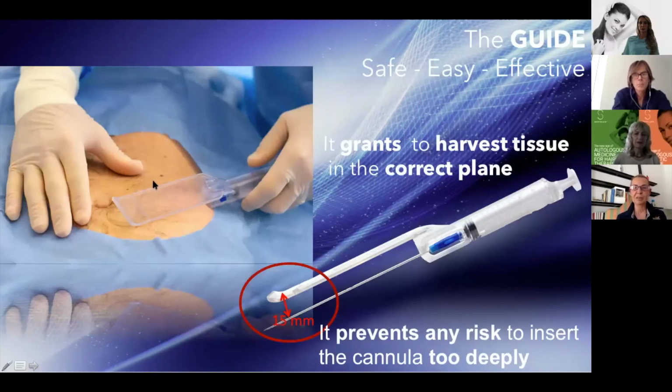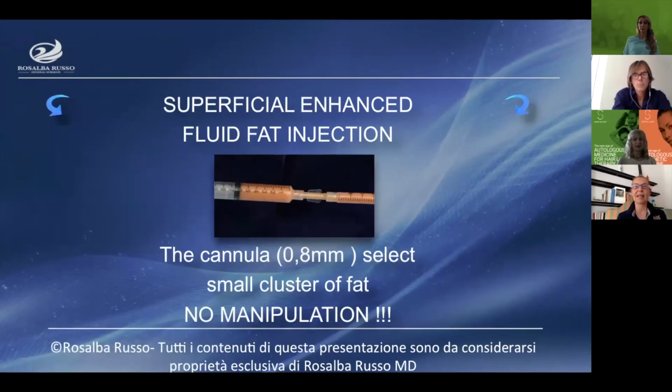It is very important to prevent any risk of going too deeply into the abdomen, and it is very important in this treatment to enhance the area where you are going to treat. You can improve the temporal area, the periorbital area, the face, the neck, and the décolleté. This is very important. And the cannula was born just to select a small cluster of fat. It is 0.8 millimeter, and there is no manipulation.